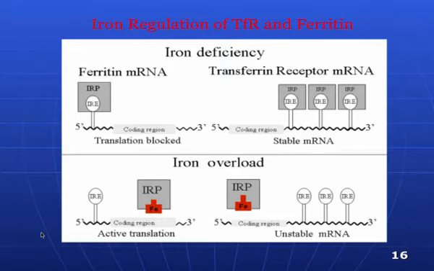It's not binding mRNA. It's not looking for an iron response element binding it. So in other words, translation is not blocked. So in high iron, aconitase doesn't bind the IRE of ferritin mRNA. So we have active translation.